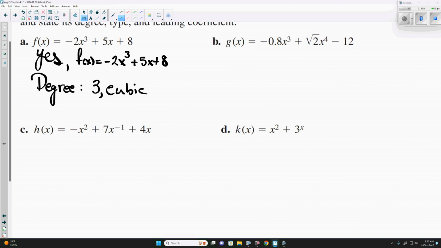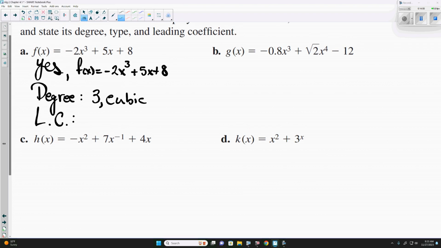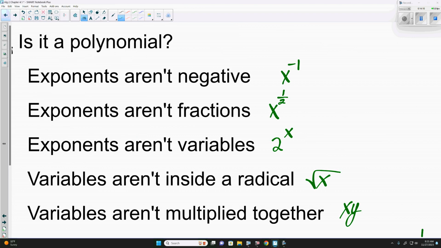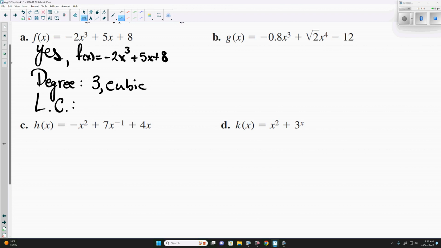And last one, leading coefficient. You can simplify that to LC. I'm not going to make you rewrite out leading coefficient. What would the leading coefficient be? Leading coefficient is the number in front of the variable, or the term with the highest power. So the term with the highest power is our x cubed, and the number in front of it is negative 2. Questions on this here? We ready for the next one?